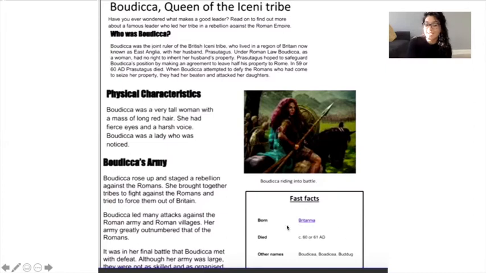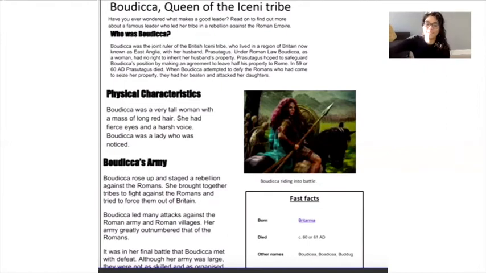And some fast facts about her: she was born in Britannia. She died in 60 or 61 AD. We're not entirely sure which year, but it was definitely one of the two. Other names that she is known by are Boudicca, Boudica, and Budug. Those are the names that she is also known as.